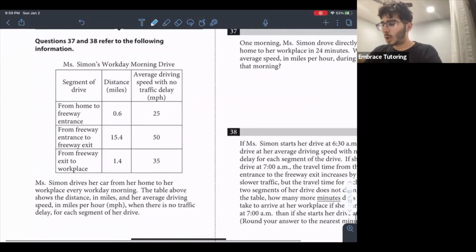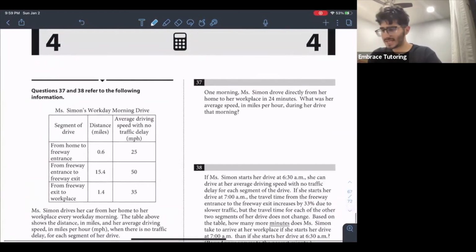Questions 37 and 38. Miss Simon drives her car from her home to her workplace every workday morning. The table above shows the distance in miles, and her average driving speed in miles per hour when there is no traffic delay for each segment of her drive. Question 37 is asking, one morning, Miss Simon drove directly from her home to her workplace in 24 minutes. What was her average speed in miles per hour during her drive that morning?